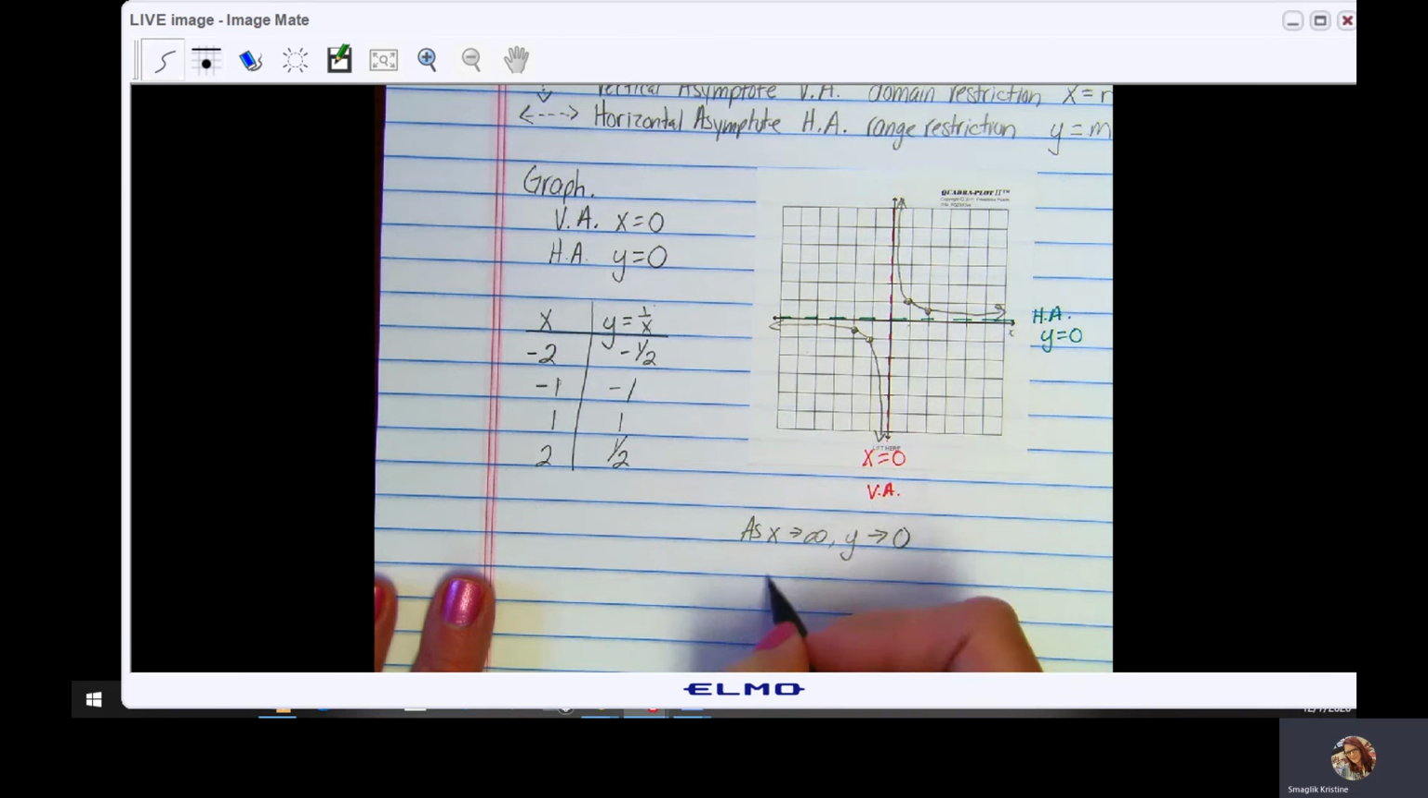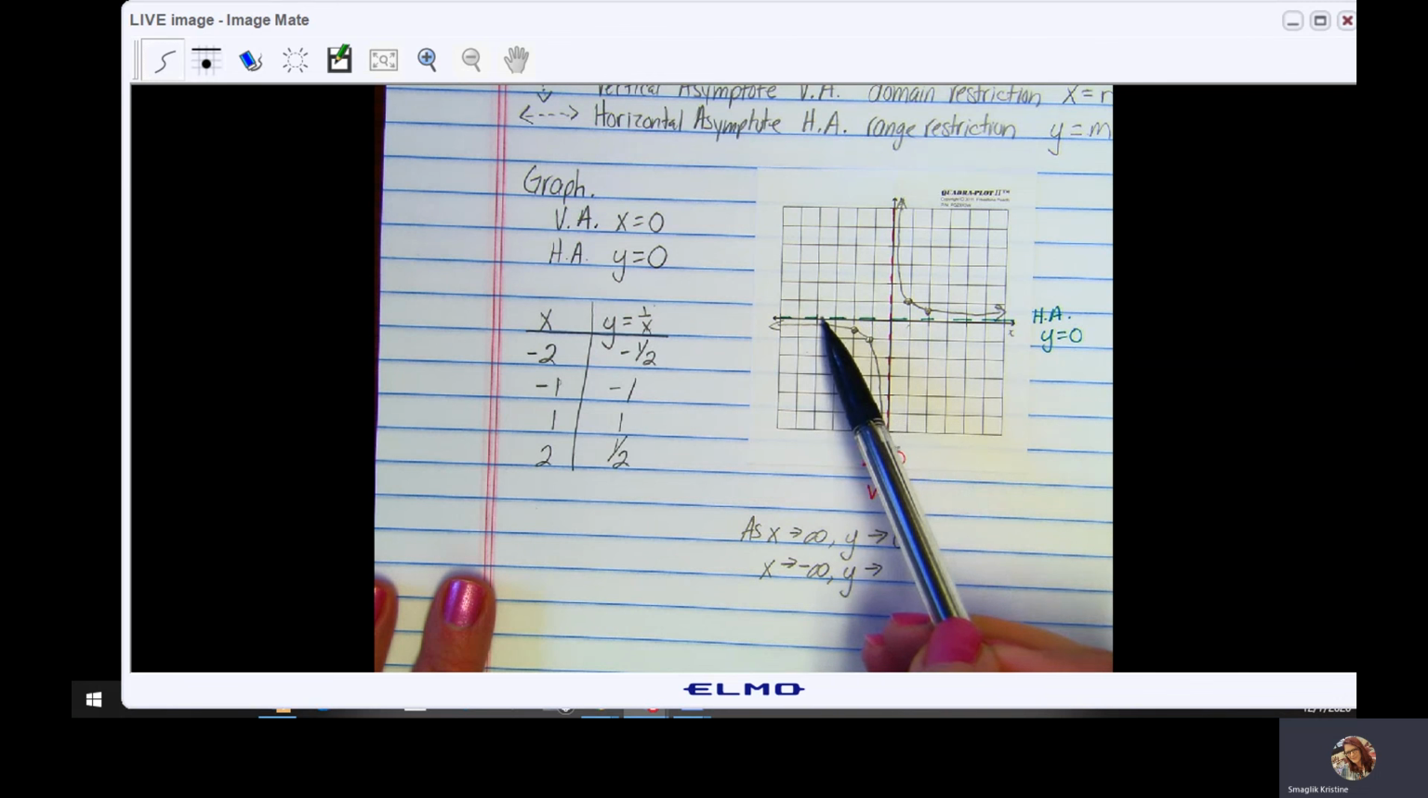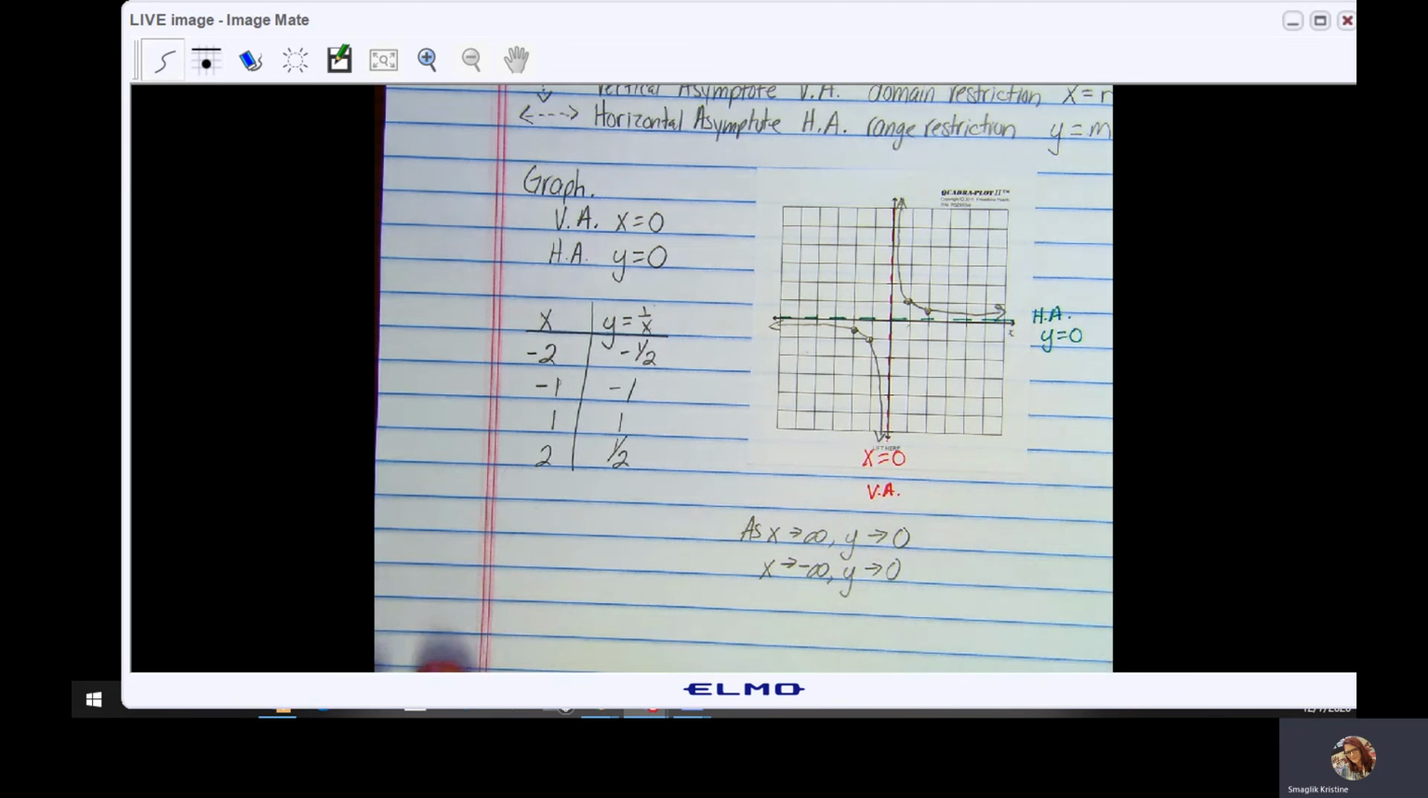If we go the other way, as x approaches negative infinity, where are my y values going? Take a look, we're going over to negative infinity. My y values, again, they're coming up and up and up, but they're being drawn to that asymptote, but they will never cross it, they will never touch it. So again, here, y approaches 0.